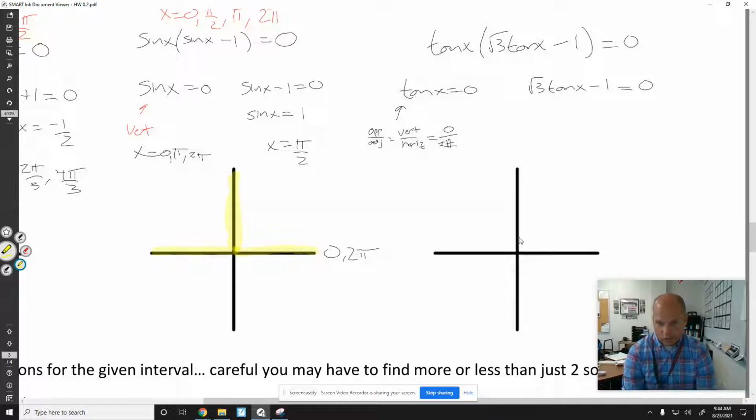So, what is my vertical distance 0? Here and here. The horizontal distance is 1 over here. The horizontal distance is -1 here. So that gives me the same locations as when sine is 0 from this one, 0, pi and 2 pi. Okay, so I got this equation solved. Now I got to do this one. I'm going to add 1 and divide by root 3. So I'm looking at when tangent x equals 1 over root 3.